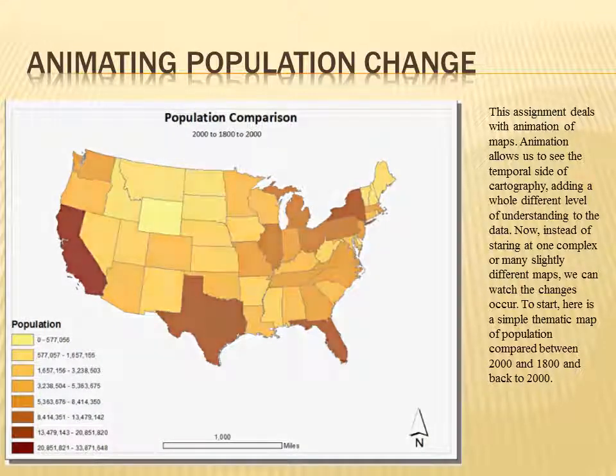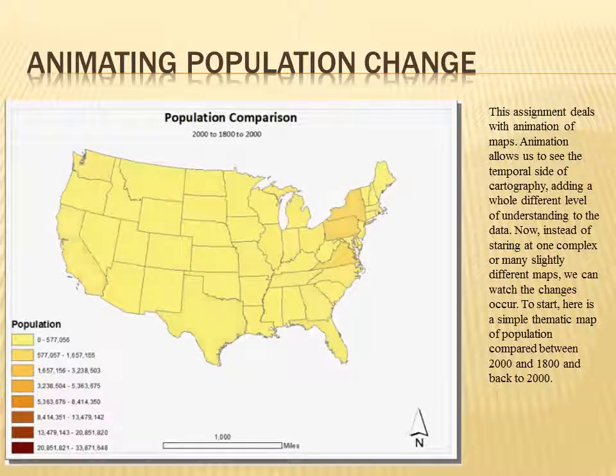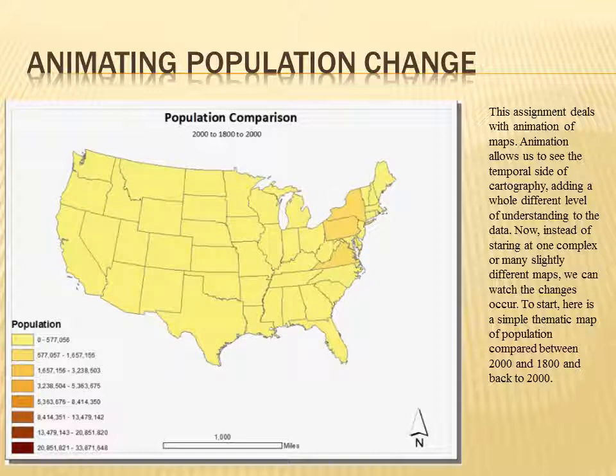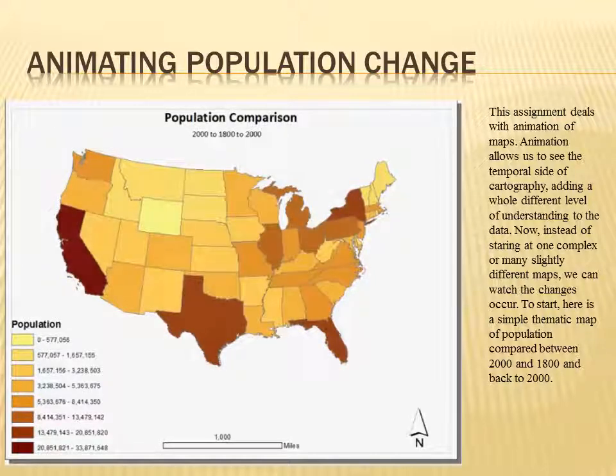This assignment deals with animation of maps. Animation allows us to see the temporal side of cartography, adding a whole different level of understanding to the data. Now, instead of staring at one complex or many slightly different maps, we can watch the changes occur. To start, here is a simple thematic map of population compared between 2000 and 1800 and back to 2000.